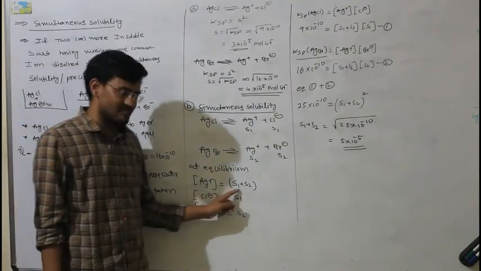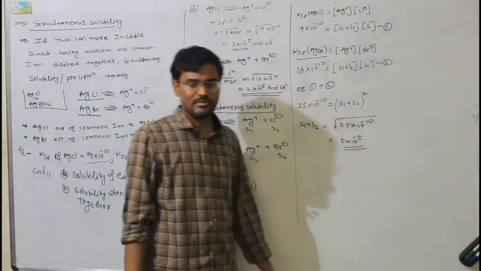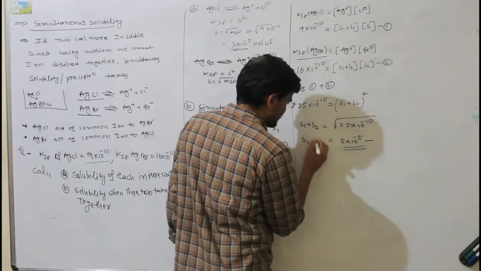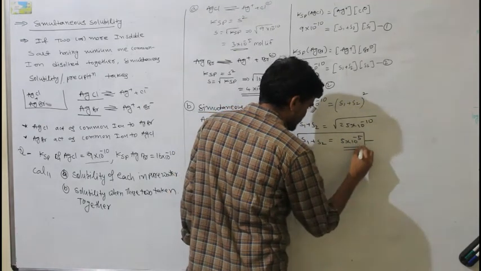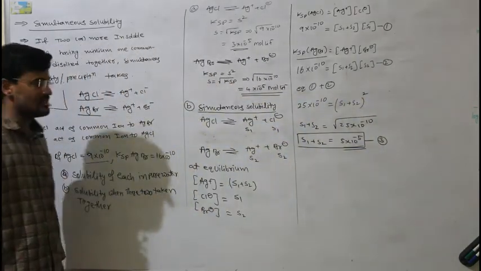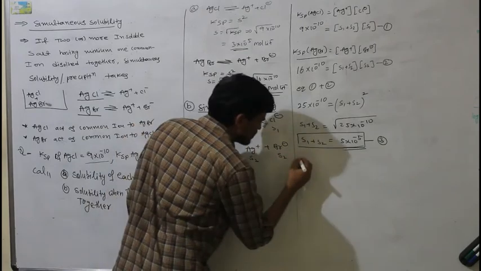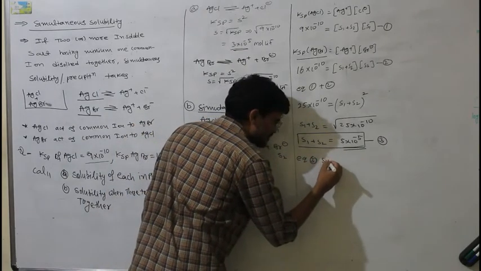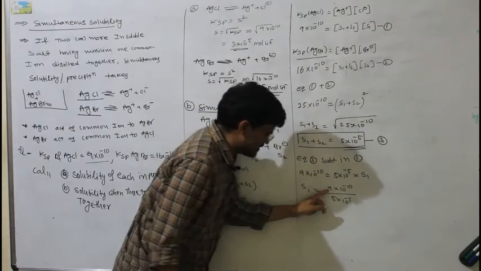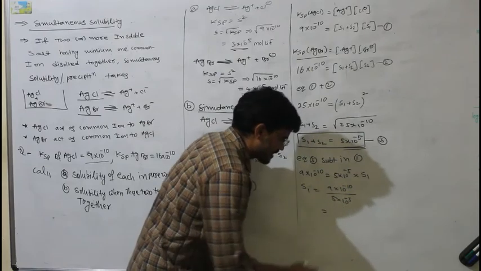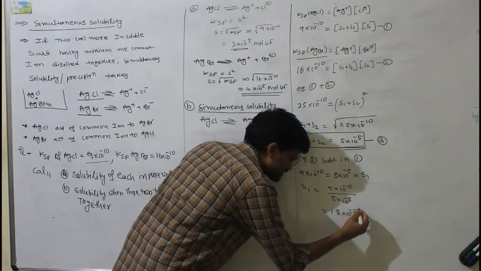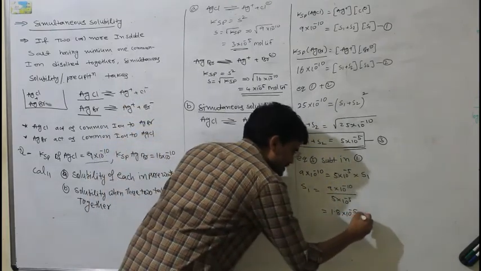So to substitute, you know this value: S1 plus S2 is 5 into 10 power minus 5. You consider this equation 3, and substitute it in equations 1 and 2. So substitute equation 3 in 1. Substituting, 9 into 10 power minus 10 by 5 into 10 power minus 5, it becomes 1.8 into 10 power minus 5 mole per liter.